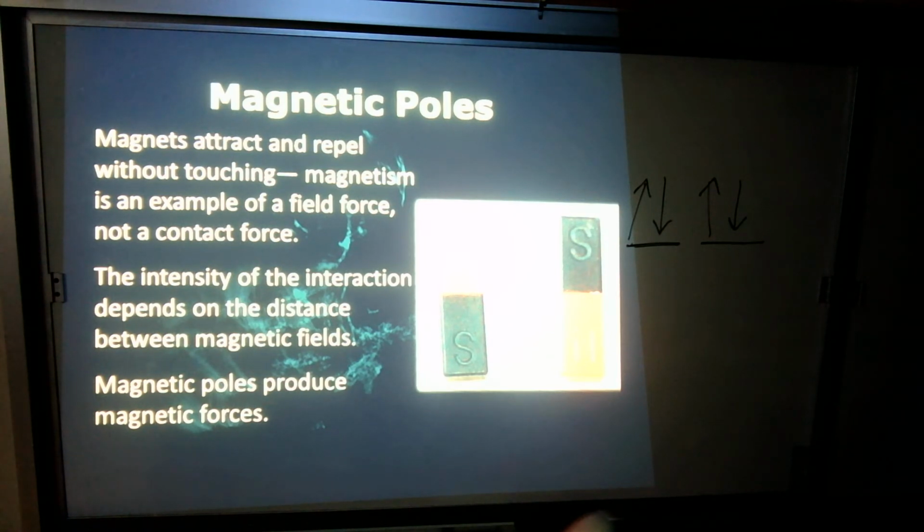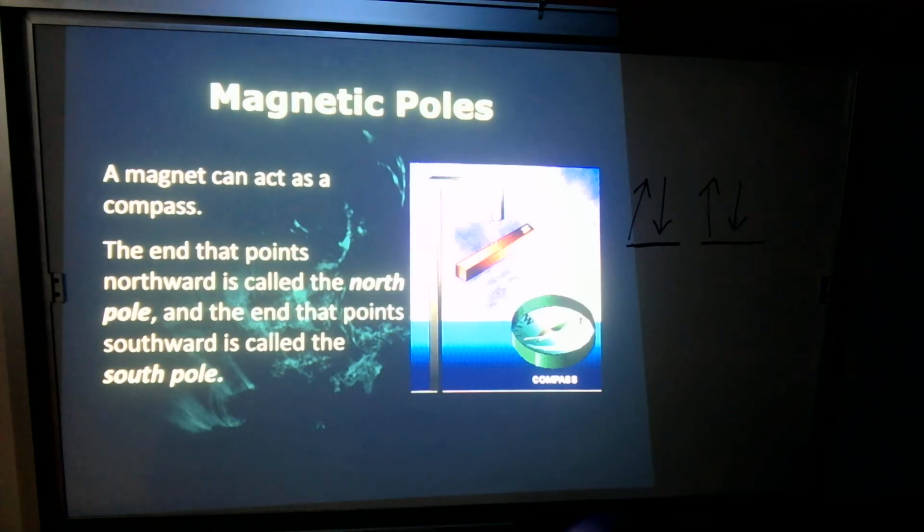Yeah, so one of the things it says is that the closer the magnets get, the stronger the force is. But we knew that, I think. The intensity of the interaction depends on the distance between magnetic fields. A magnet can act as a compass.